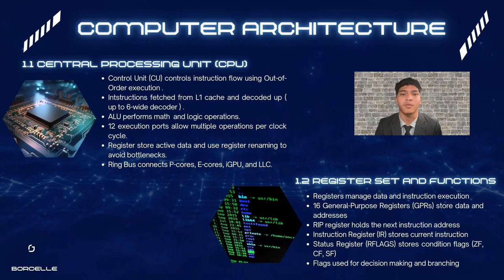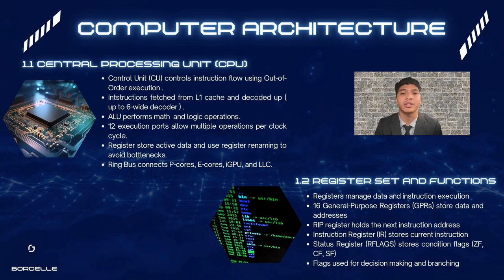There are 4 key types of registers you need to know. First, general purpose registers. We have 16 of these. They hold the data which the ALU is actively working on right now. Second, the RIP, instruction pointer. This holds the memory address of the next instruction. It tells the CPU where to fetch and decode from next.